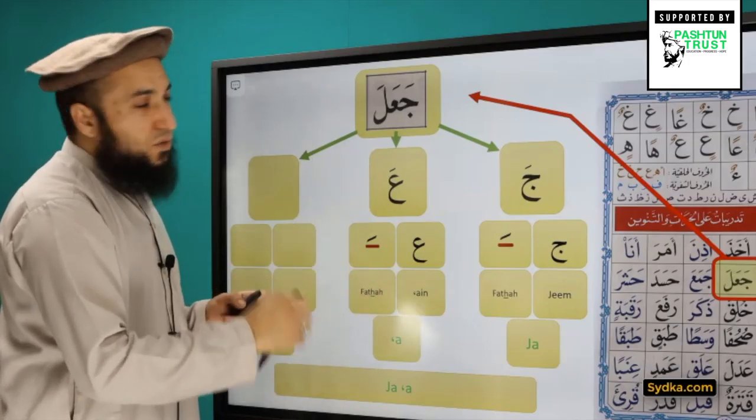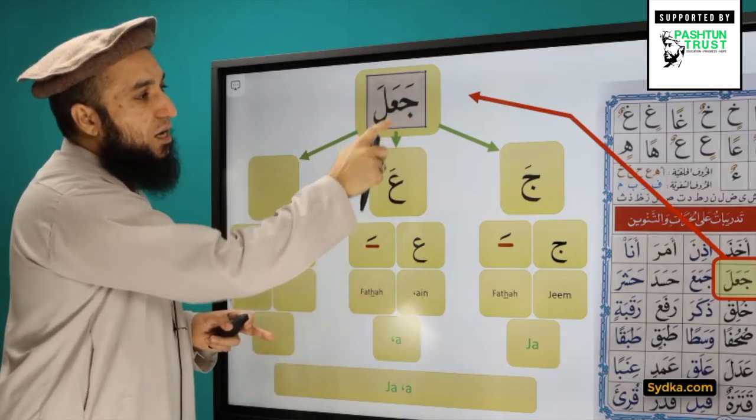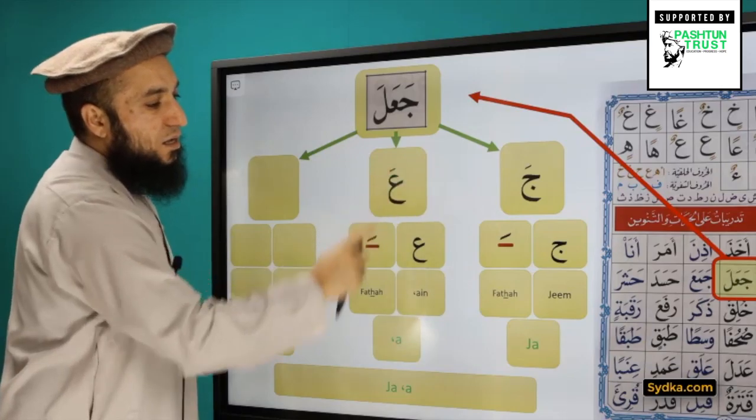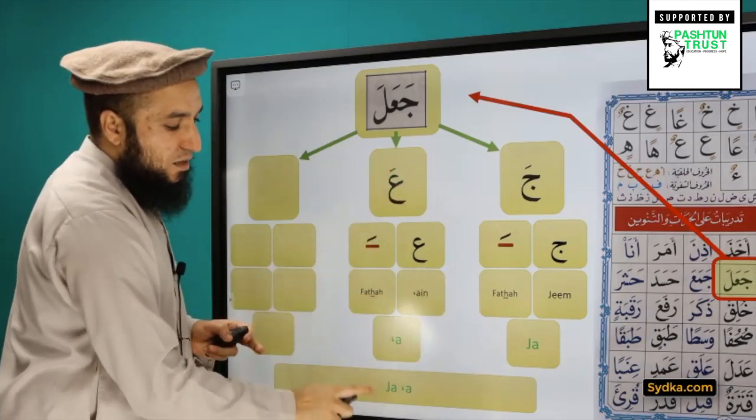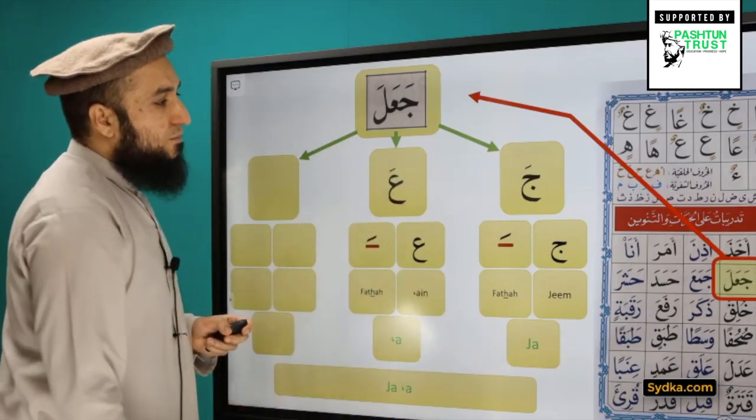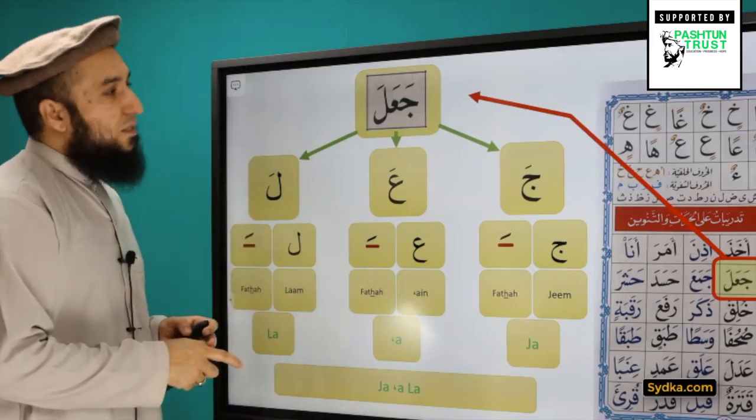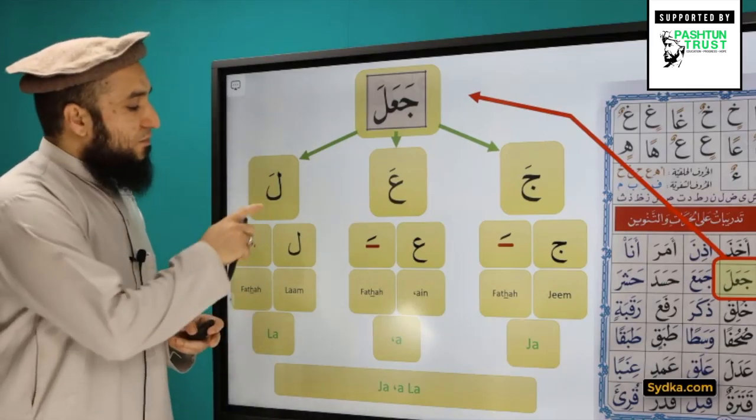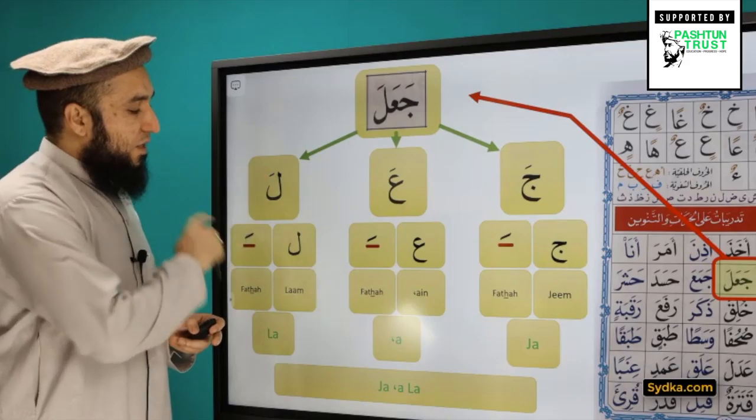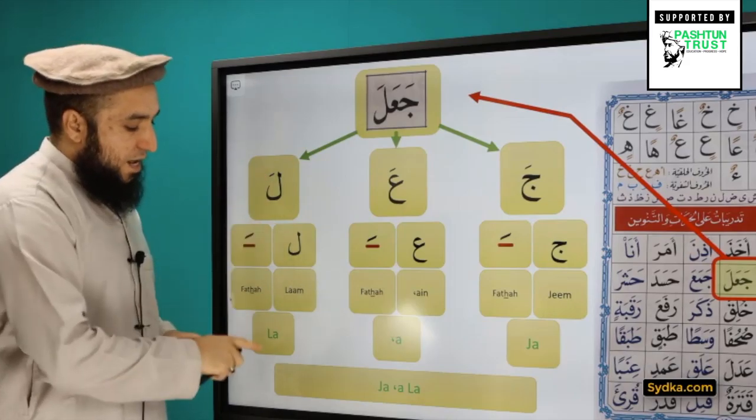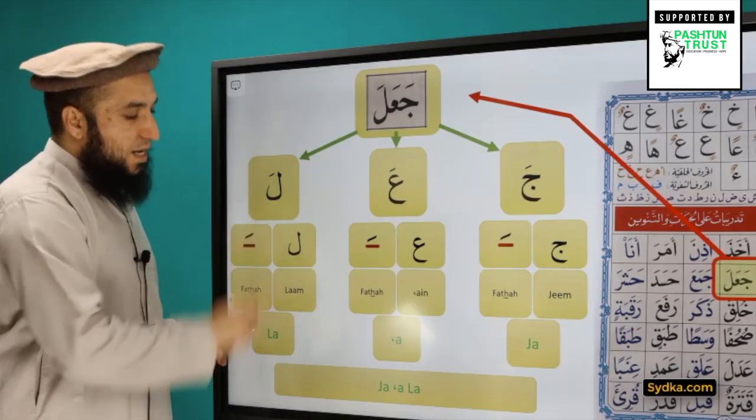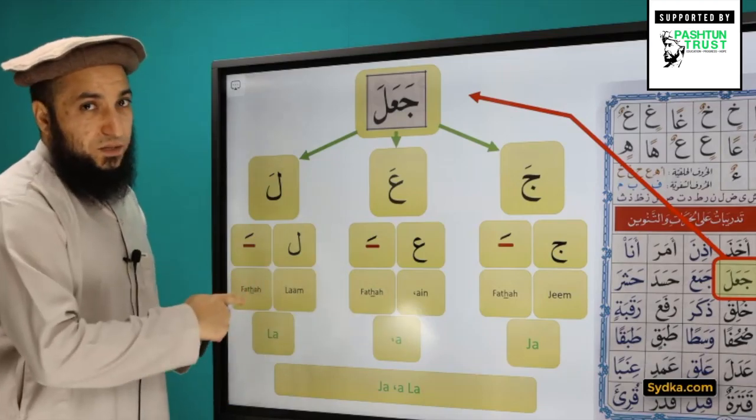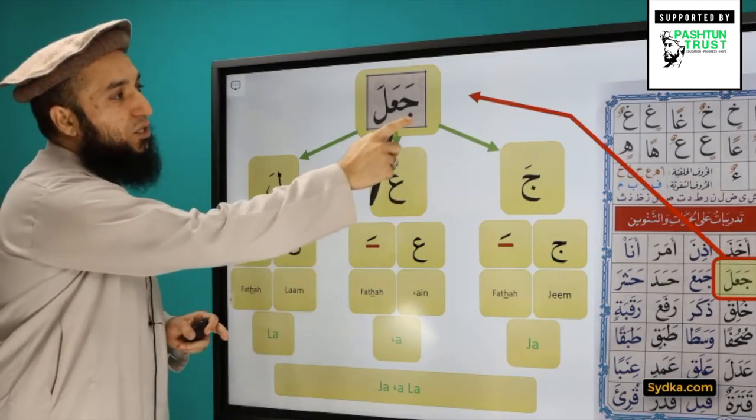Now we're combining the two syllables. We have Ja'a, Ja'a. The third syllable we have is lam fatha la. So lam is not silent, and we have fatha. Lam fatha la. And now we're combining the three syllables. We have Ja'ala.